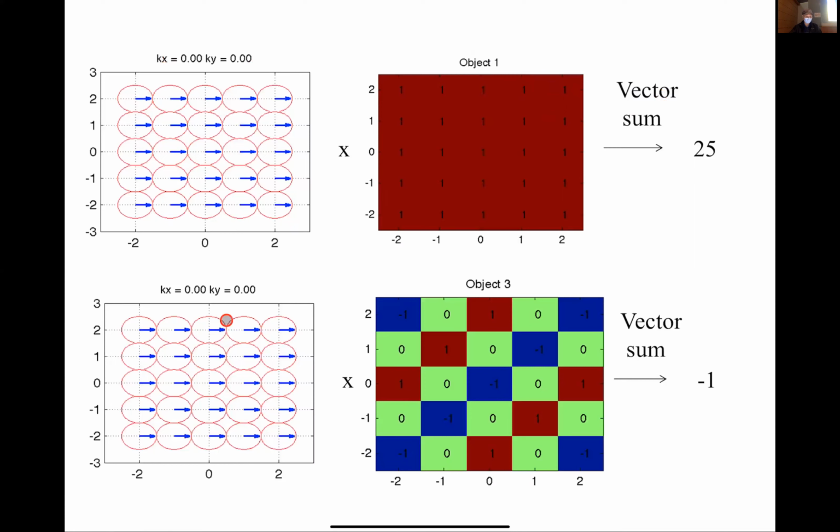Now let's say we have the same phasor pattern and we want to impose it on this object here. So now all of a sudden things are a little different. This is a sort of weird object because it's -1, 1, 1, 1, -1, -1, 1, 1.